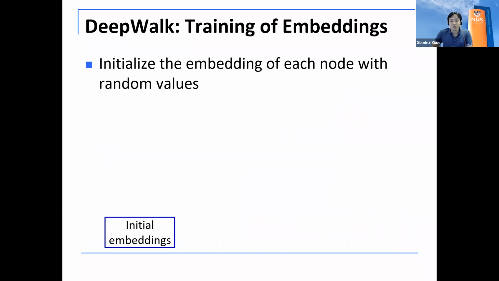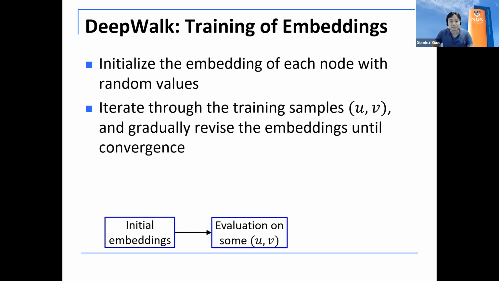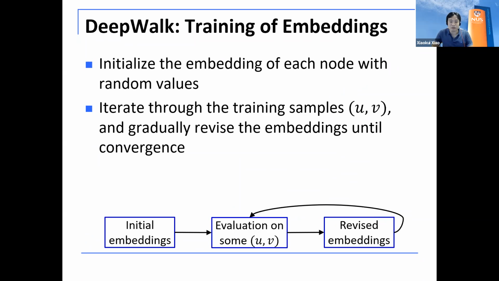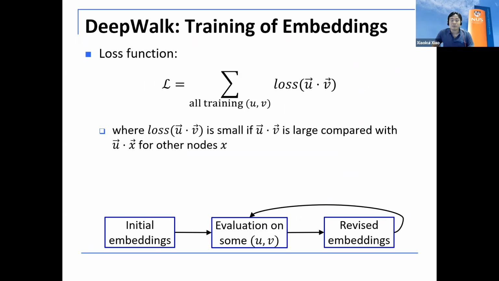And in terms of the training of the embeddings, DeepWalk would use a standard stochastic algorithm to do it. So you will initialize the embedding of each node with some random values. And then you iterate through the training samples, which will be just some node pairs, and gradually revise the embeddings until the embeddings converge. In particular, the training of the embeddings is based on a certain loss function.